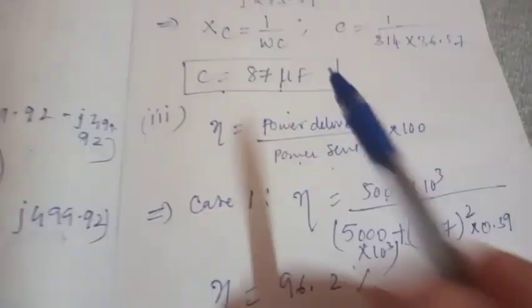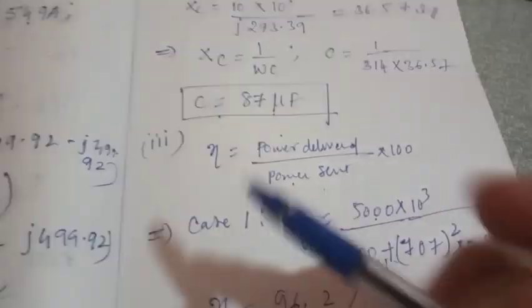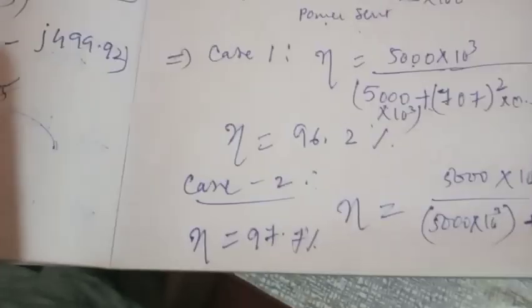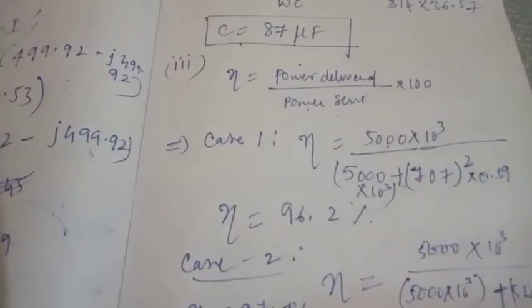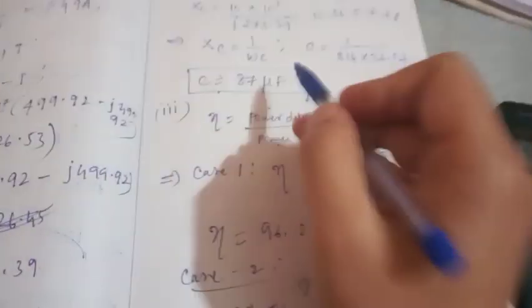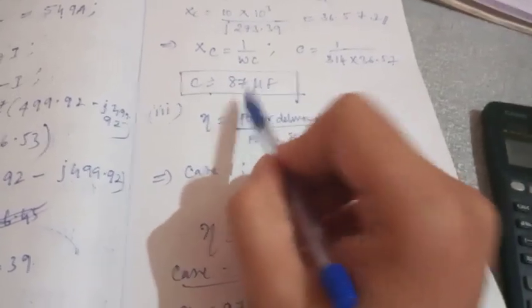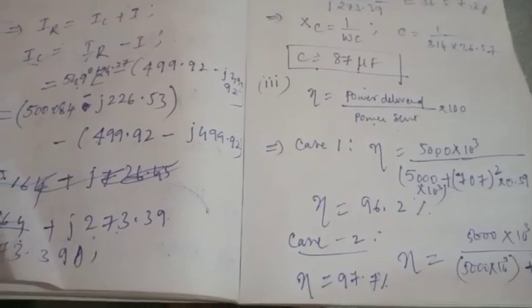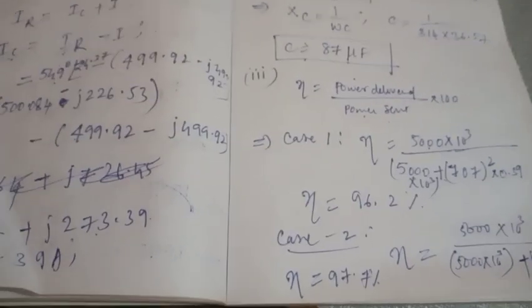So if you add shunt capacitance, the voltage regulation improves, that is, it reduces, and the overall efficiency increases. So the compensation by this capacitance at the load end improves the overall efficiency as well as the regulation. This problem is a typical problem, very informative. You can learn the basic things clearly. Thank you.